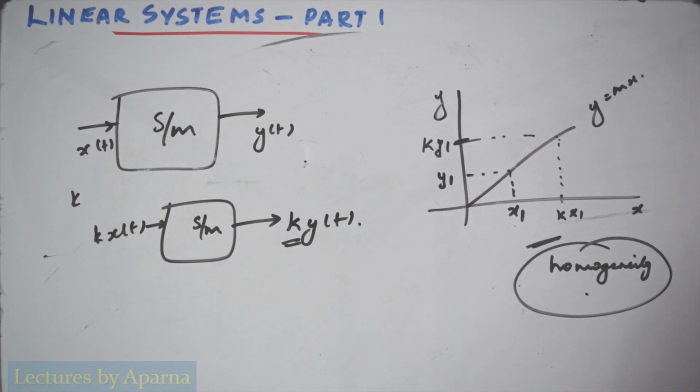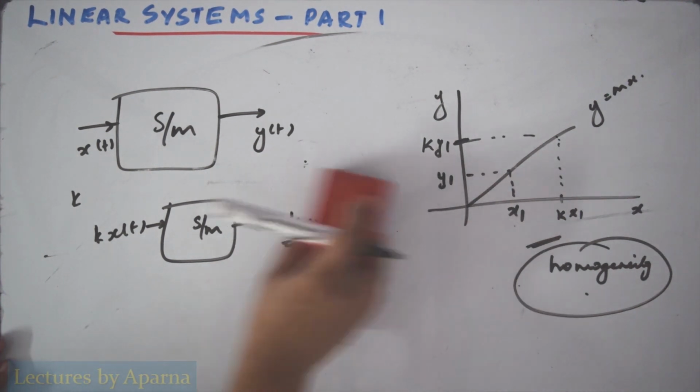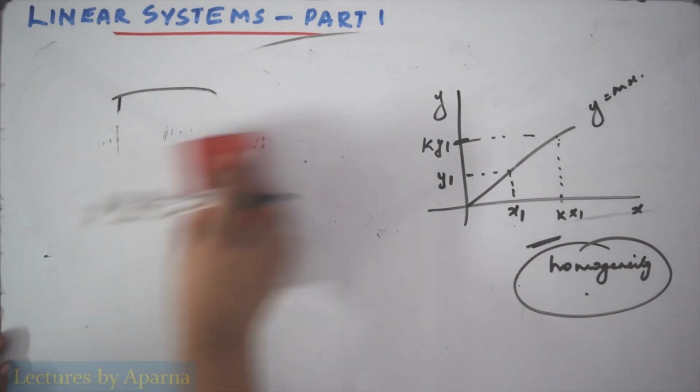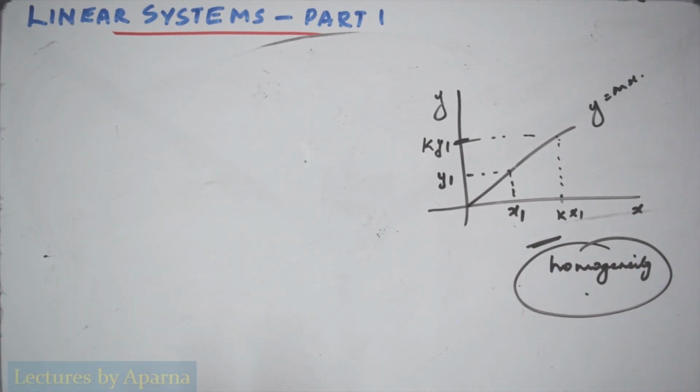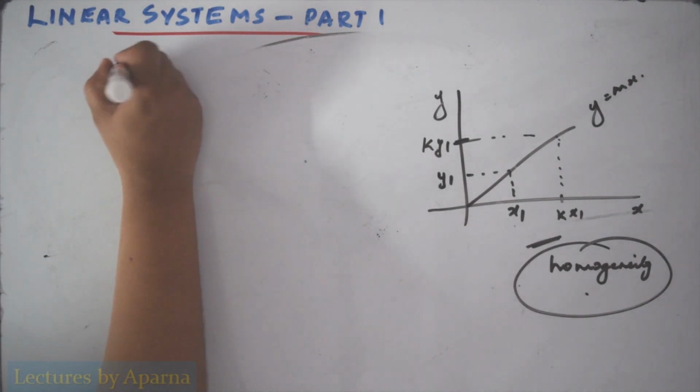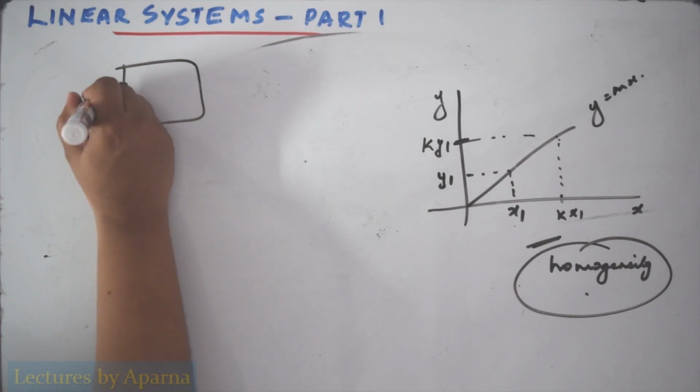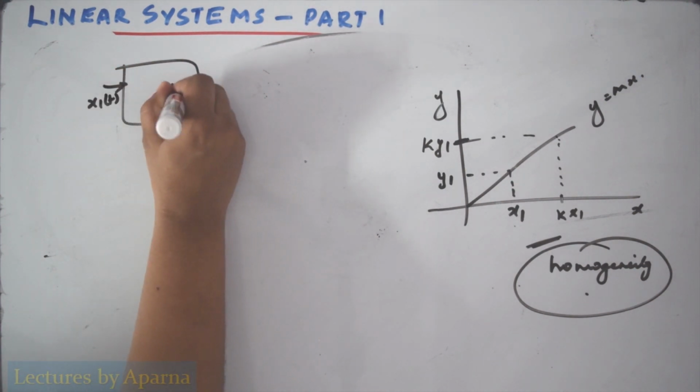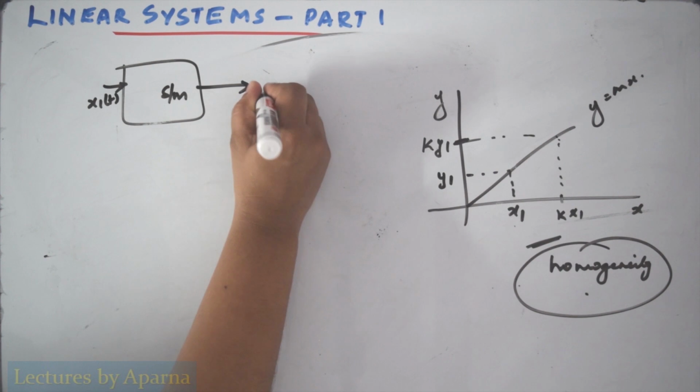The next condition is superposition. It should obey the superposition principle. So what does superposition principle mean? Suppose I am giving an input of x1 of t to the system and I am getting a response of y1 of t.